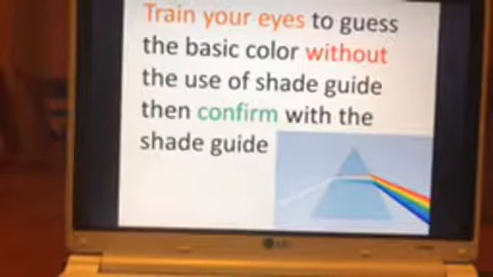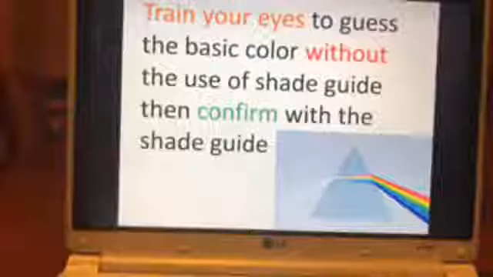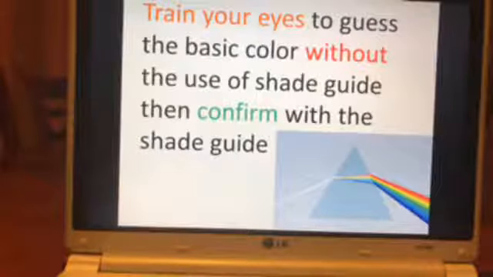I don't use the shade guide since, I think, 2001. I don't use it since the article of Dr. Lorenzo Vanini. But again, I'm giving the choice for everybody. If he will use the shade tab, there are some tips that you have to follow.